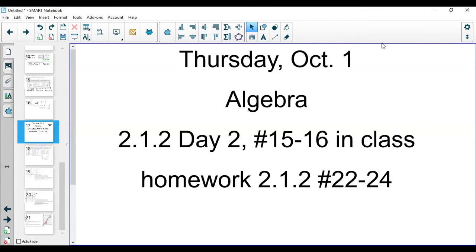And it is Thursday, October 1st. This is algebra. We are going to go over day 2 of section 212. In class is numbers 15 and 16. Homework tonight is to finish off the review preview for the section, which is numbers 22 through 24.